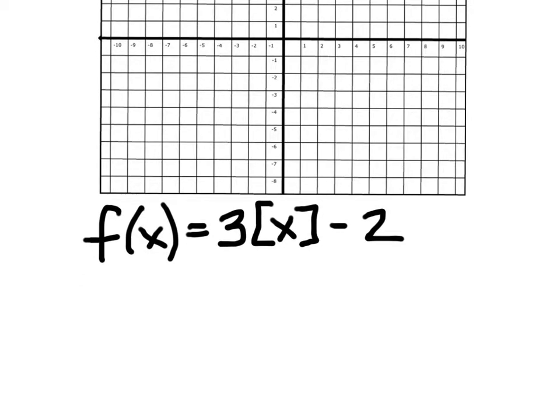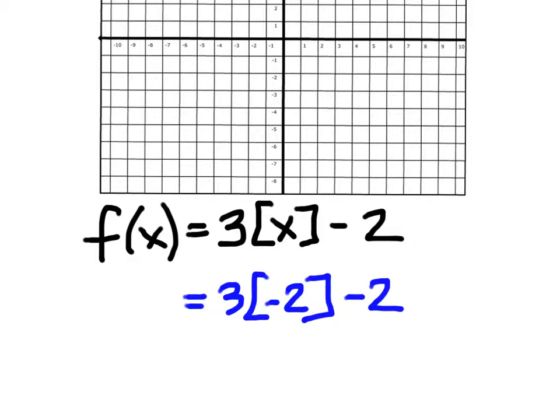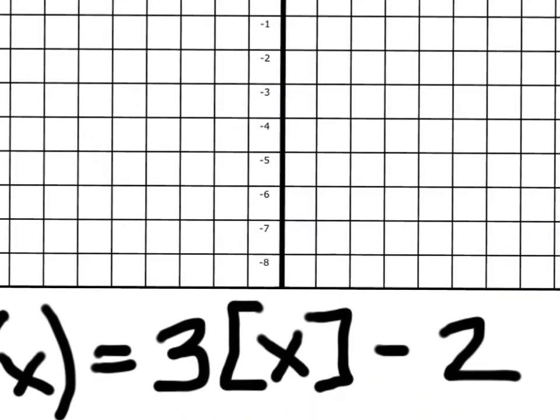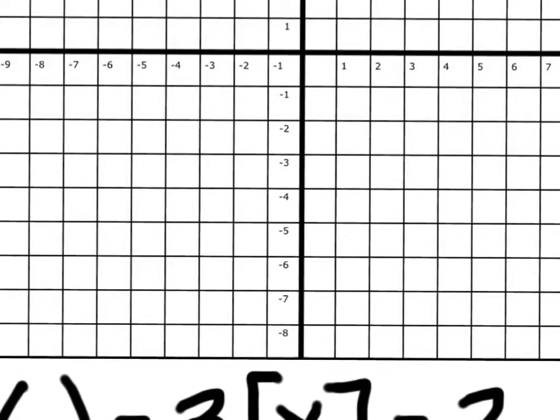Let's plug in a negative 2. 3 times the greatest integer of negative 2, close the greatest integer, and then minus 2. Greatest integer of negative 2 is negative 2. So 3 times a negative 2 is negative 6, minus 2 is a negative 8. We put in a negative 2 and came back with a negative 8.